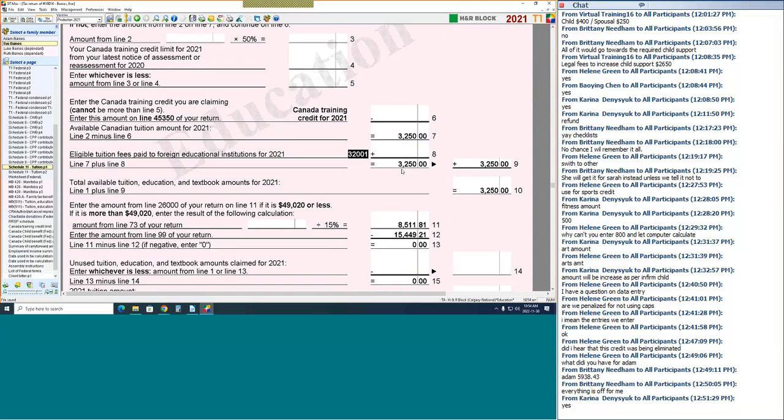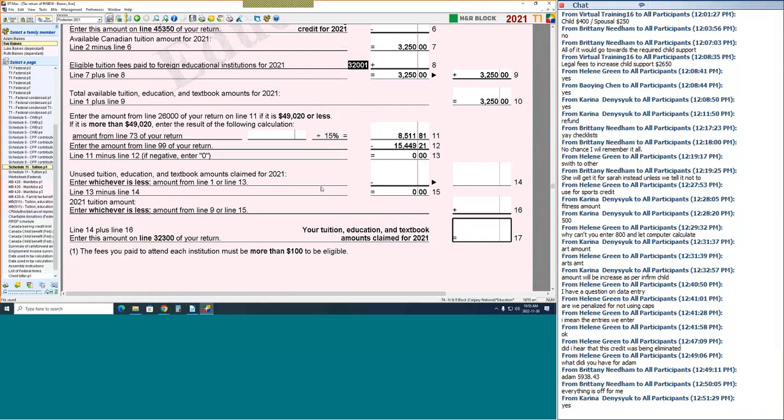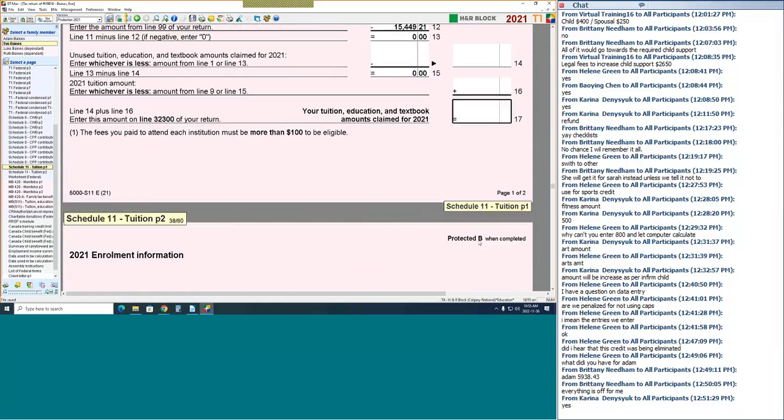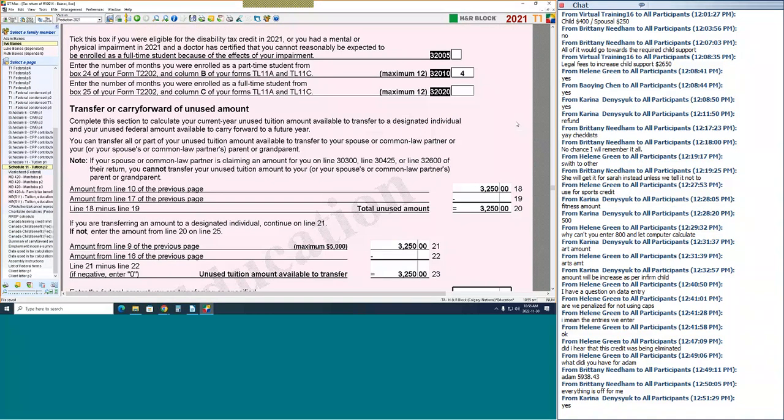I'm not going to do the Canada training credit now, although with Eve's age, I should be thinking about it. So we're going to come back and we're going to fix that. But let's assume for right now she didn't have any Canada training credit limit. What it's going to do then is determine how much she needs to use this year, and the answer is none. And then it's going to say 4 months part-time. That will be filled in because I said 4 months part-time.